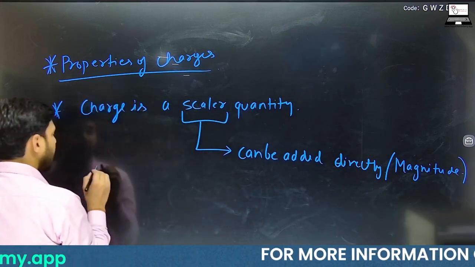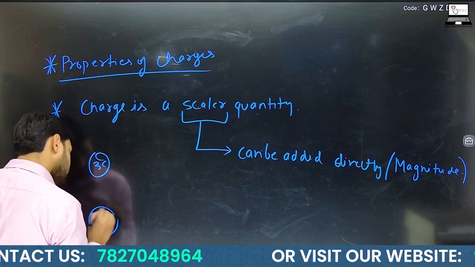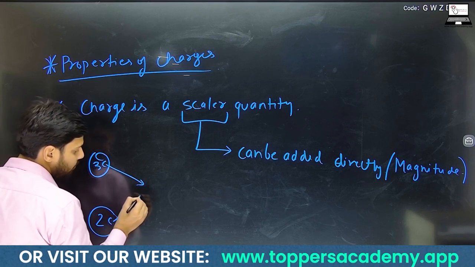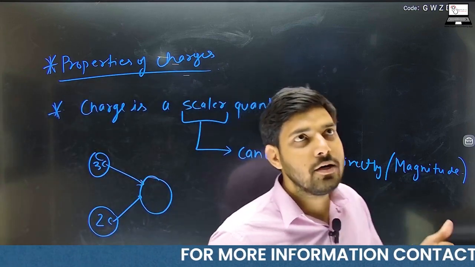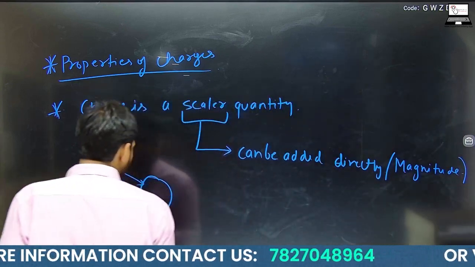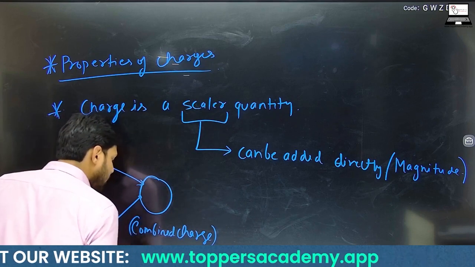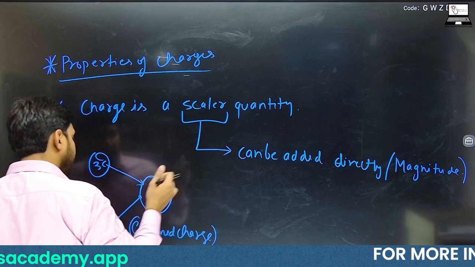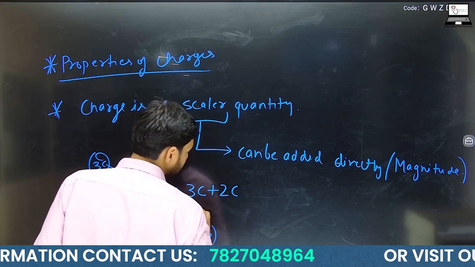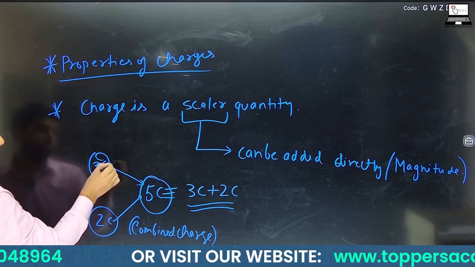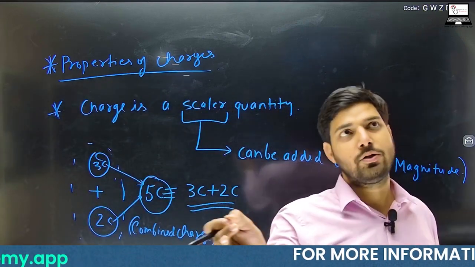Listen, let's suppose we have a 3 Coulomb charge and a 2 Coulomb charge, and this is going this way and this is going this way, and after some time they both collide and form a single charge. So what will be the magnitude of this combined charge? It will be simply 5 Coulomb, which is equal to 3 Coulomb plus 2 Coulomb.